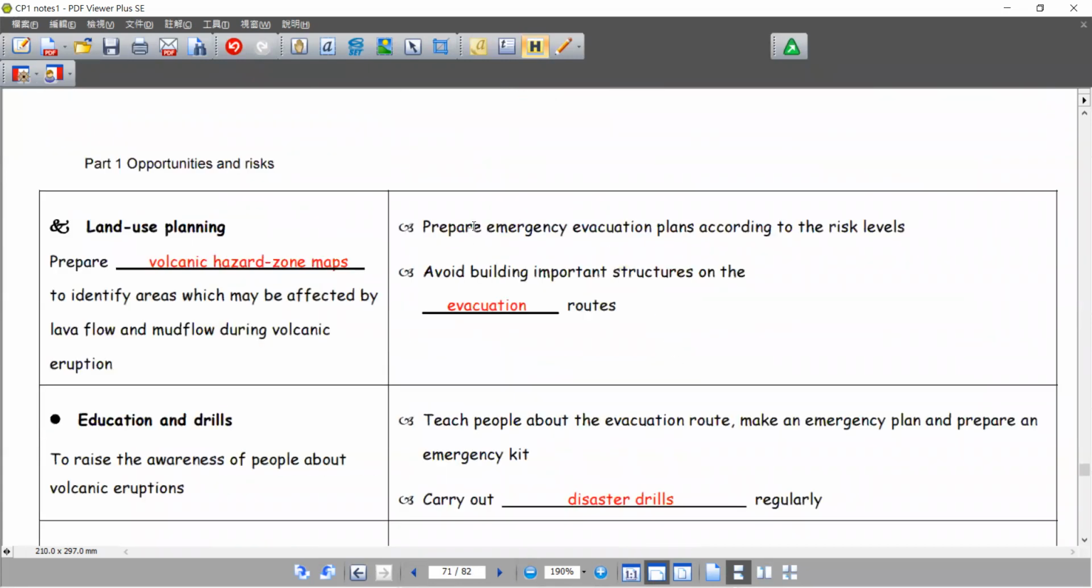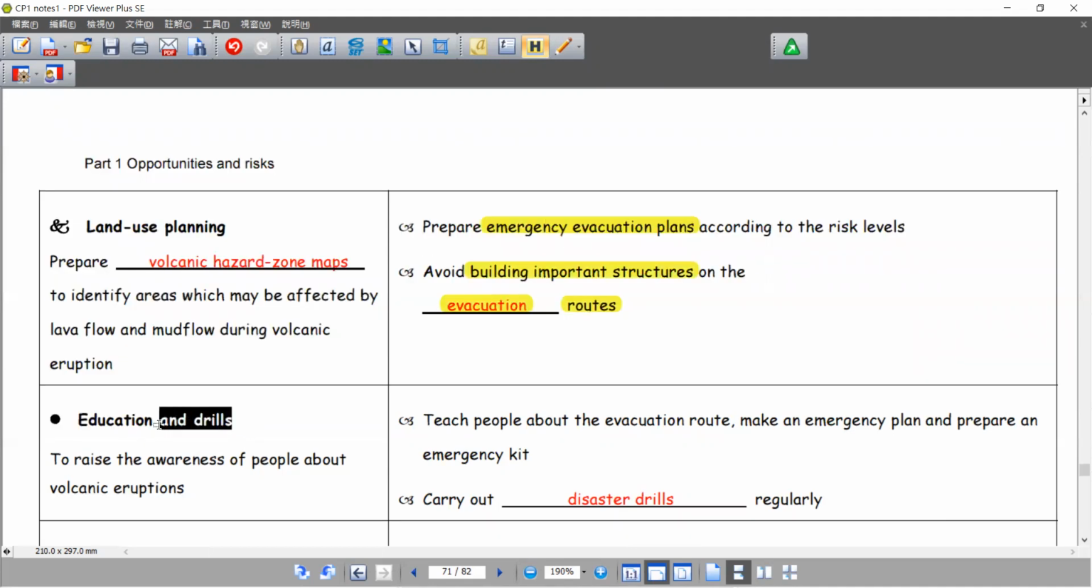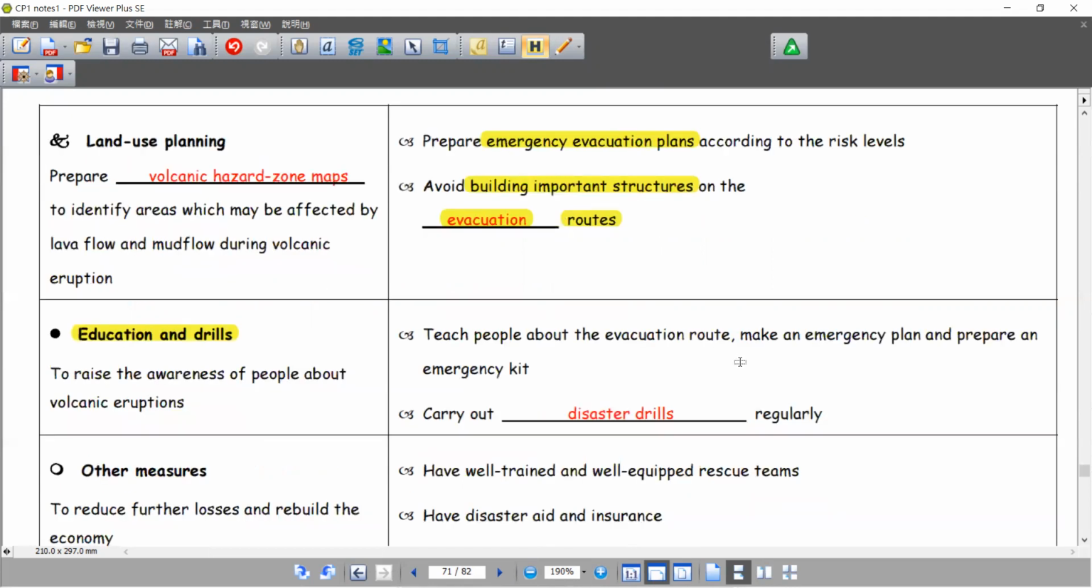Land use planning and the emergency evacuation plan according to the risk level. Then building important structures can also make the evacuation routes smoother. Education and drills. I've told you about the volcano Sakurajima next to Kagoshima, which is in Kyushu, Japan.